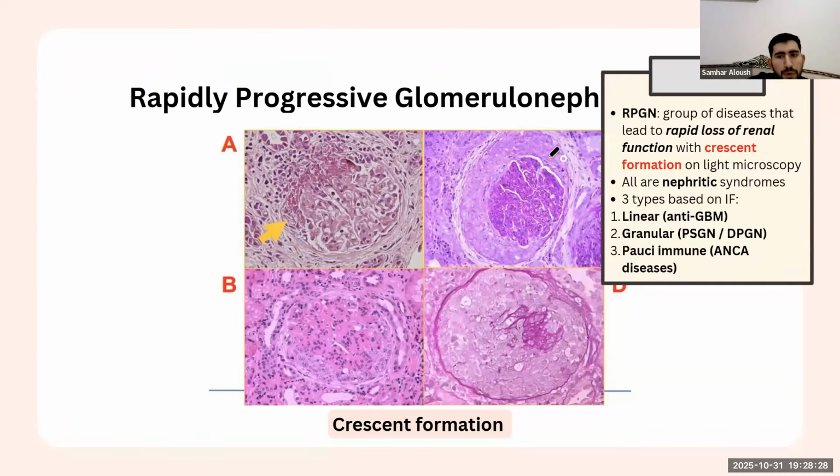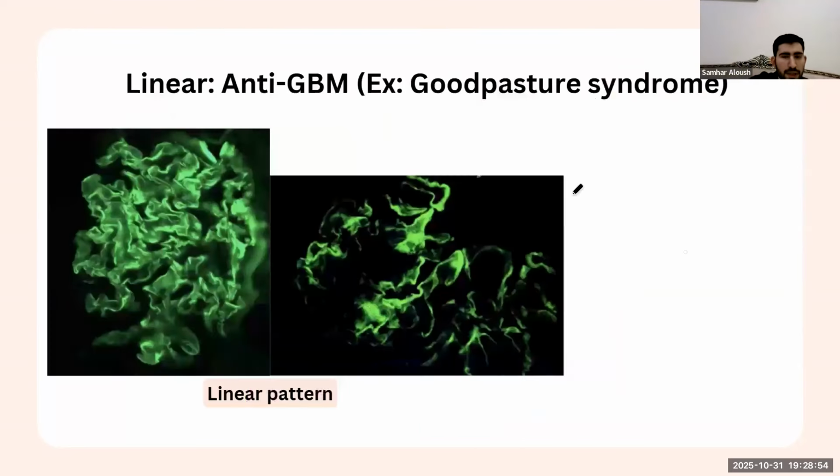Now, rapidly progressive glomerulonephritis is divided into three groups. Didn't I say it's a group of diseases? It's divided into three groups based on the immunofluorescence. Didn't I say it's granular most of the time? Here, it's divided into three. First is linear. Second is granular. Third is pauci-immune, or nothing. Like we do the immunofluorescence and the picture doesn't have any green. It's almost black.